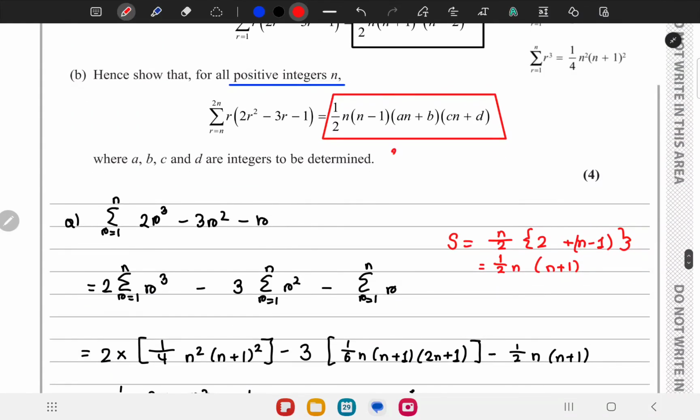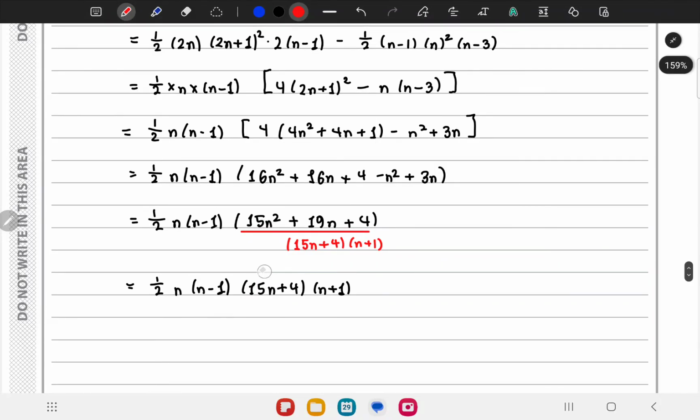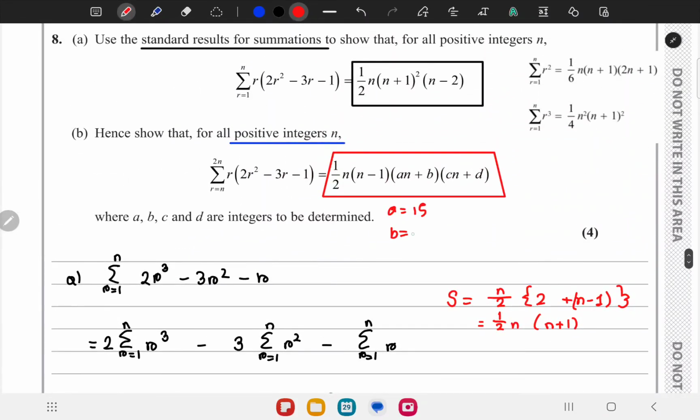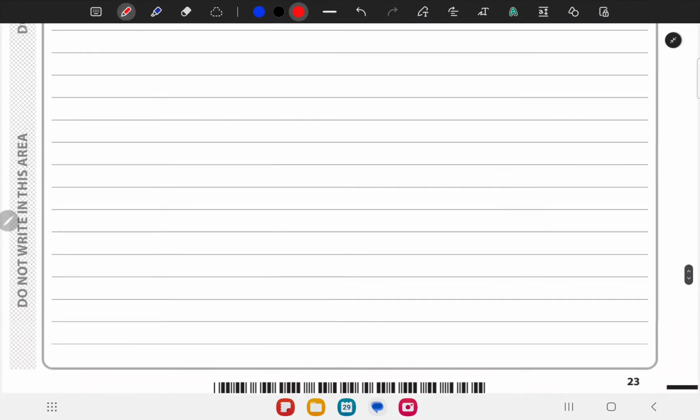Here we have a equals 15, b equals 4, c equals 1, d equals 1. So 15, 4, 1 and 1. That's it for question 8.